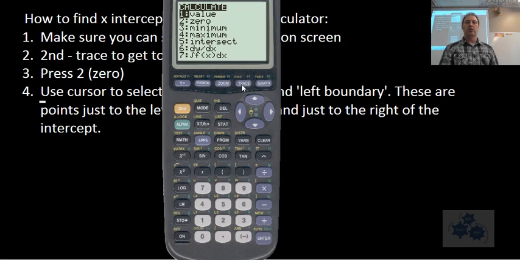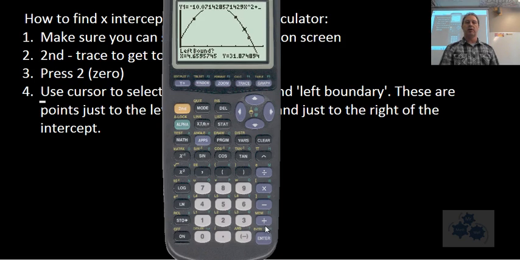But second function trace, we'll do 2 for zero. Left boundary, okay, where's my cursor? Okay, I see it coming down the screen now, though. This is definitely to the left of the intercept that I'm looking for, so anywhere around there is fine. And then I go to the right, and now you can see the cursor is just to the right of where this intercept is. Hit enter. Now it's going to say guess, so you just hit enter once again, and the calculator will then exactly determine where the zero is.